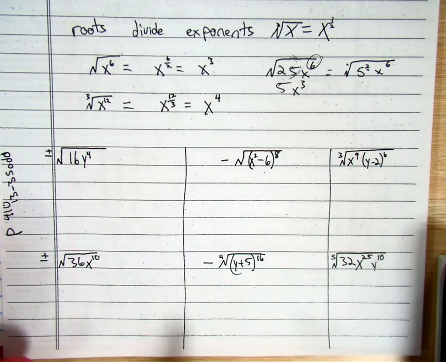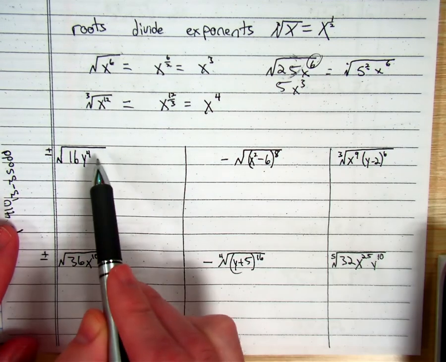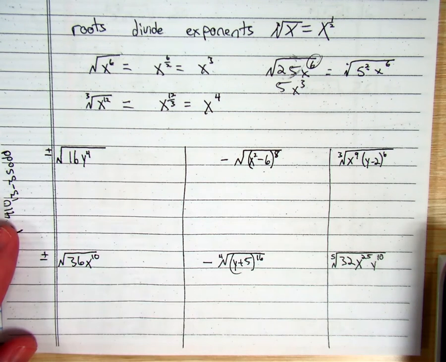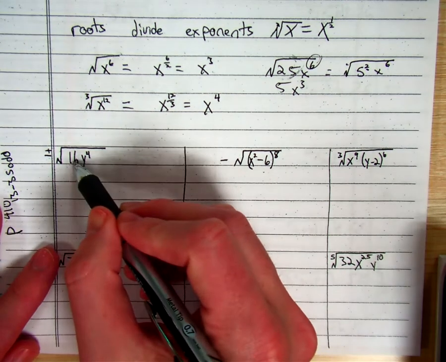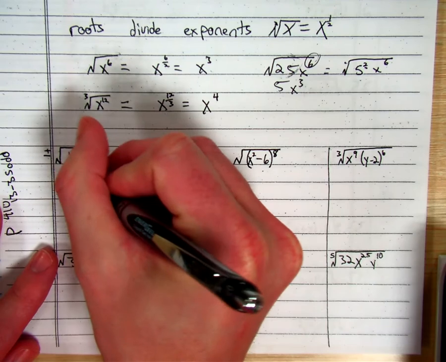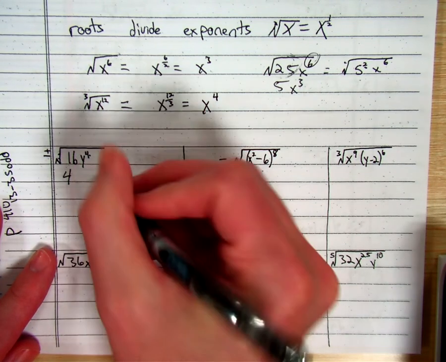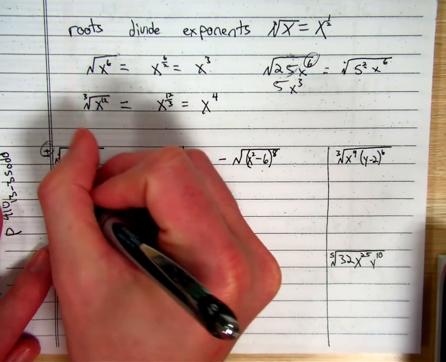All right. With all of these today, we're only going to be worried about the positive answer unless it has another answer in the front, like a symbol in the front, like the plus minus or the minus sign. Okay, so we get the square root of 16 is going to be 4, and we're doing a square root, so the fourth power divided by 2 is y squared, and then we have our plus minus sign in the front.